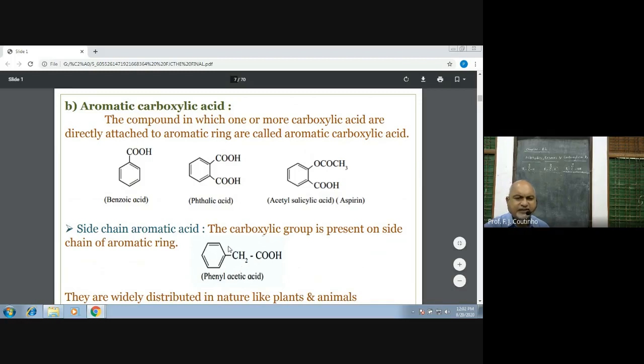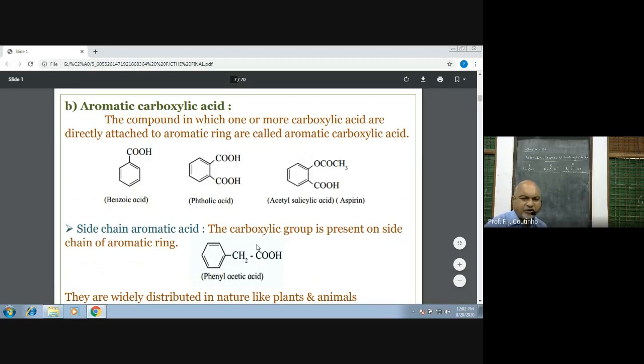What is your side chain? This is an aromatic ring. And to this aromatic ring, there is an alkyl group, which is here, CH2. And to this alkyl group, there is a carboxylic group attached. And that's why this becomes the side chain of this benzene ring, and that's why we called it side chain aromatic acid. Now, the carboxylic acid is present on the side chain of the aromatic ring, which is here. So this is the phenyl ring, and this is the acetic acid. So it is known as phenyl acetic acid.